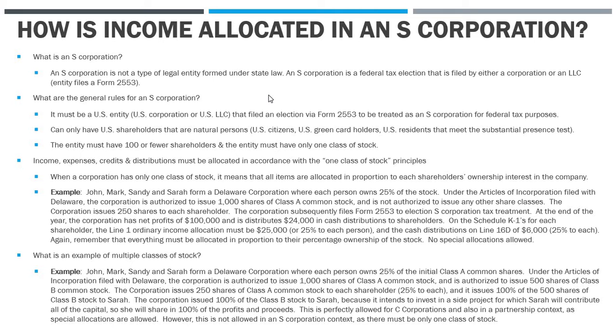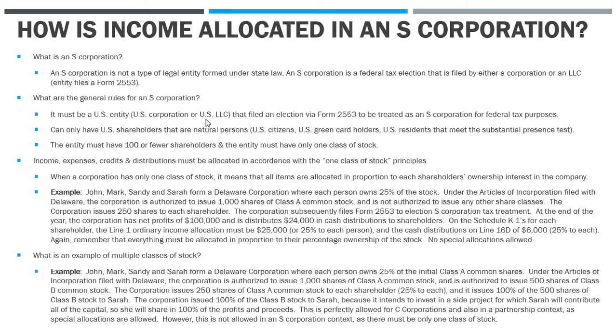For example, you have to form, let's say, a Delaware corporation, and then you go make an S election afterwards. S elections can be filed for domestic corps. They can be filed for LLCs, PLLCs, which are professional limited liability companies. There's a number of domestic entities that can file this election.